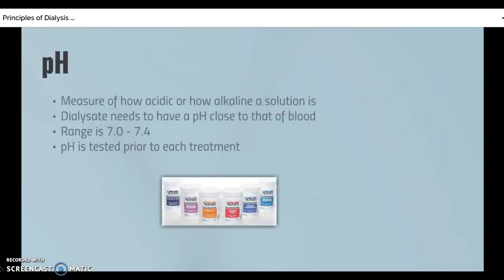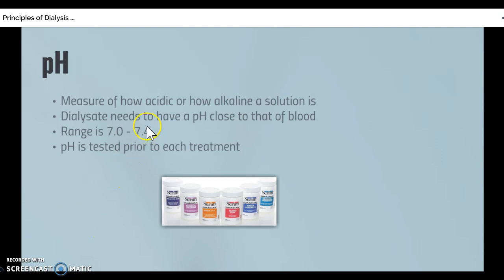pH is important to know. It's a measure of how acidic or how alkaline a solution is. So acidic is going to be the acid, alkaline is going to be the base. Dialysate needs to have a pH close to what the blood range is. So the range is between 7 and 7.4. pH is tested prior to each treatment. And again, it's with that Phoenix meter that I talked about, and then you're comparing the two with the machine.